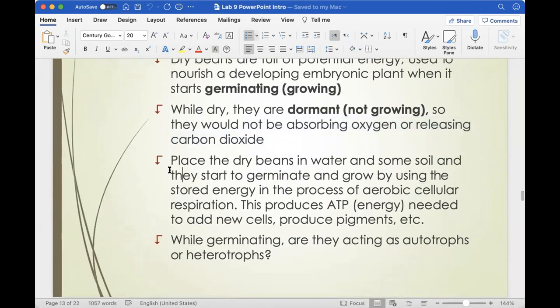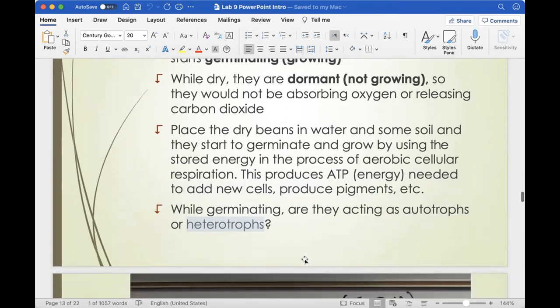So what we've done is we will place the dry beans in water and some soil, and they will start to germinate or grow by using the stored energy in the process of aerobic cellular respiration. This produces ATP or energy needed to add new cells and produce pigments, etc. While germinating, are they acting as autotrophs or heterotrophs? And I'll let you think of that. Are they producing their own energy, or are they requiring other things to create their energy?